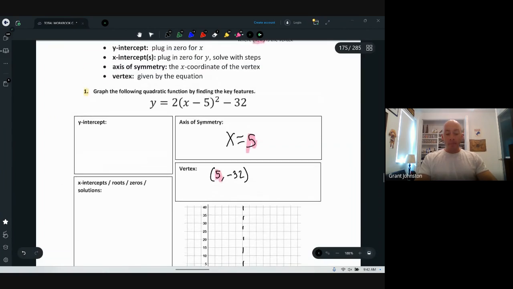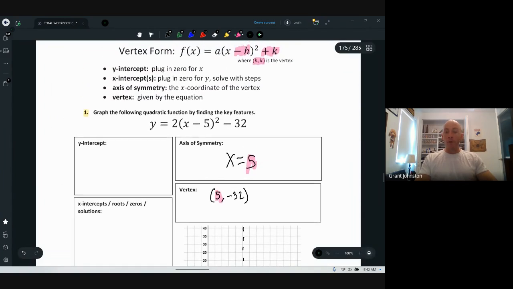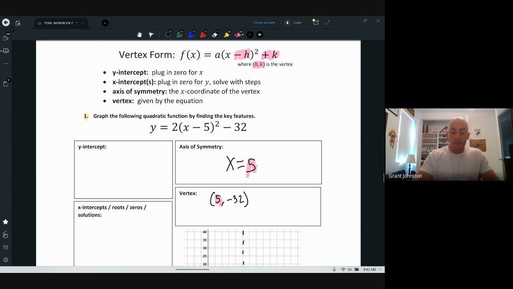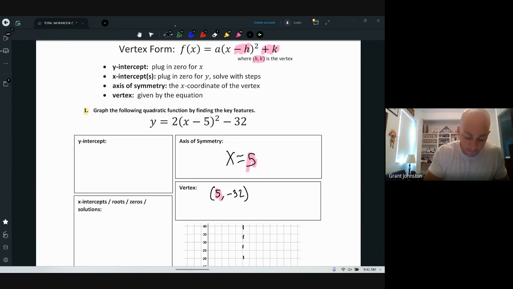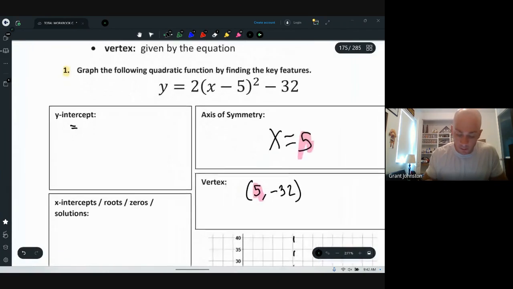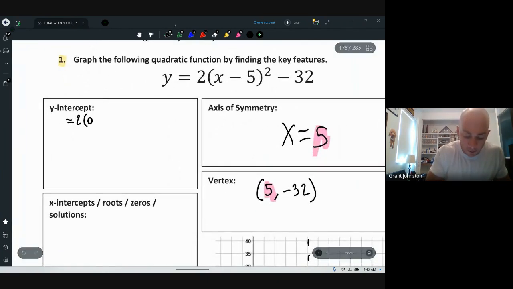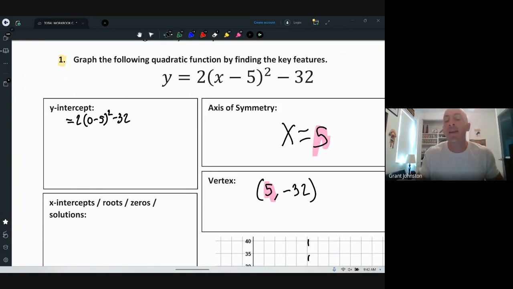Now the y-intercept, we're going to plug in 0 for x. So here we go. 2 parentheses 0 minus 5 squared minus 32. So you're going to notice, unlike standard form, a bunch of stuff doesn't just cancel out. Remember in standard form when you plugged in 0, those first 2 terms just canceled out to 0. This isn't the case. Now we have to use some order of operations here. So 0 minus 5 is negative 5. So I'm going to have 2 negative 5 squared.